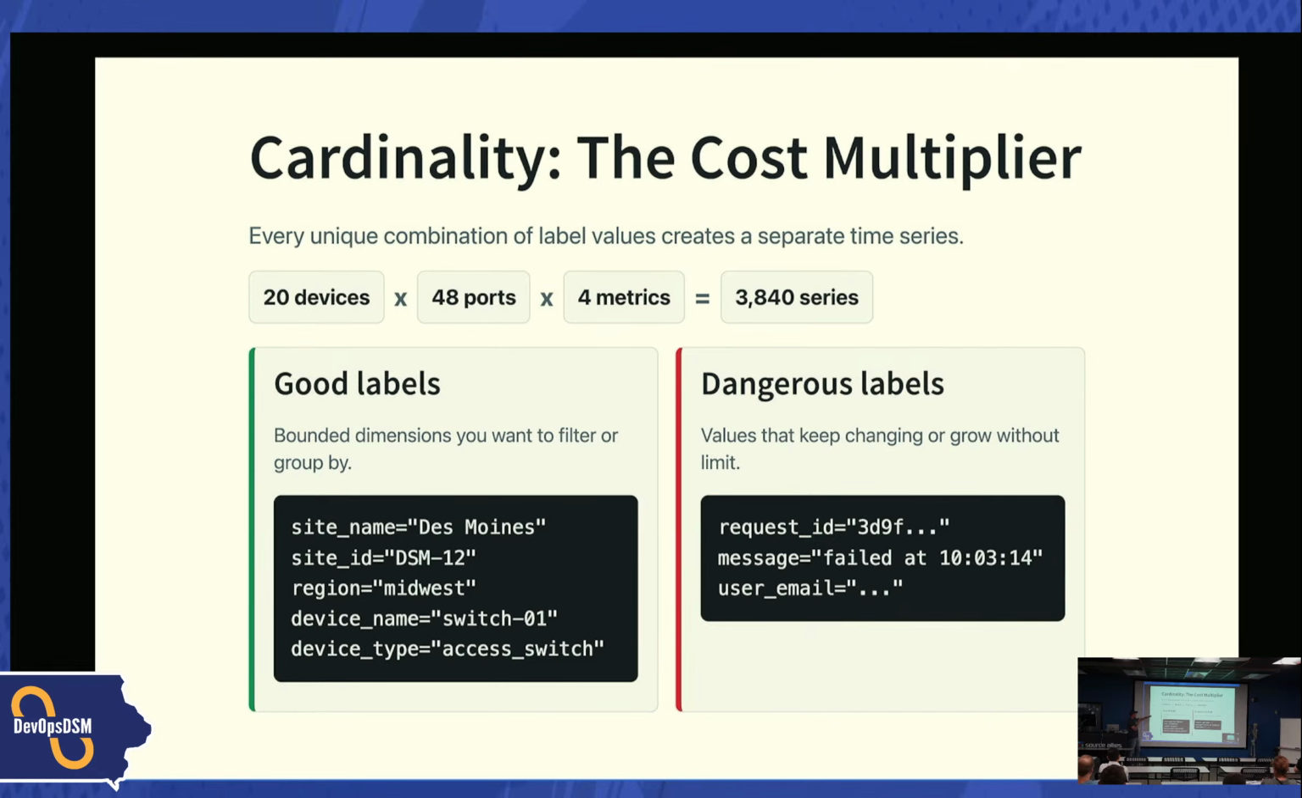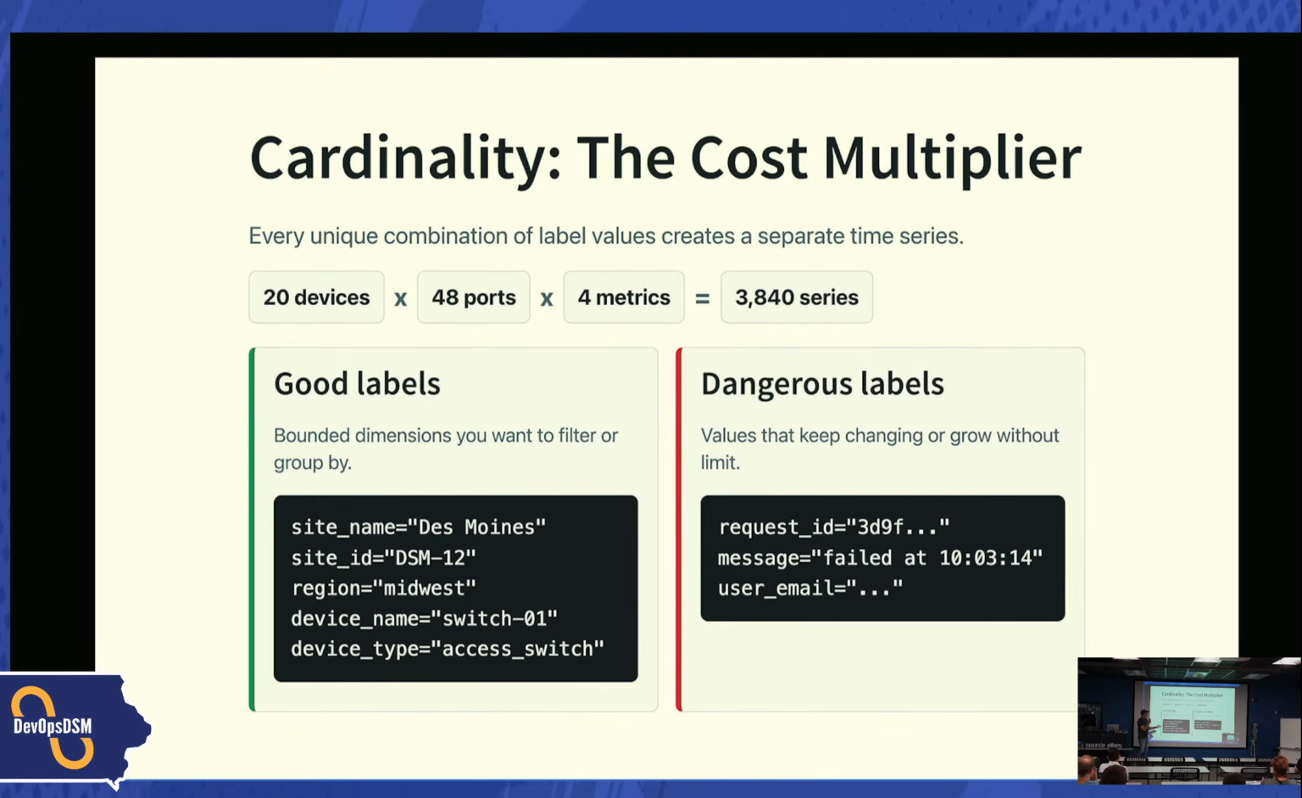So some good labels are labels that don't impact cardinality negatively. Like in this case, site name, site ID, region, device name, and device type. None of these are more specific than port, so they don't have a negative impact on cardinality at all.